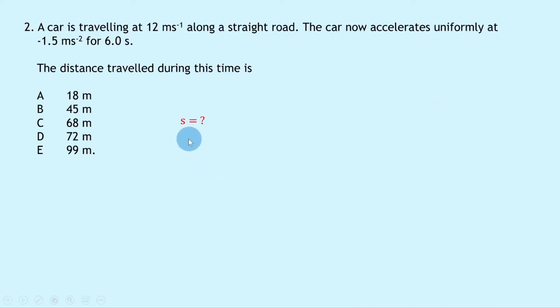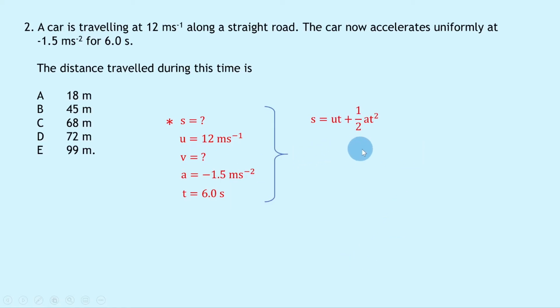So we're trying to find the displacement or distance s. We know that the initial speed u is 12 meters per second. We don't know what the final speed is. We know the acceleration is minus 1.5 meters per second squared, and the time is 6.0 seconds. So I'm going to put a star next to s because that's the one I'm trying to find. And you'll notice we want to use the equation of motion that does not have v in it. So looking at your relationship sheet, that one is going to be s equals ut plus a half at squared.